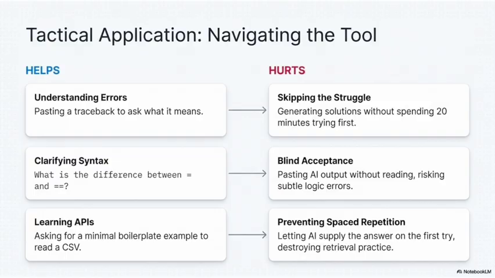What hurts: skipping the struggle. Generating a solution without spending 20 minutes trying first. You need the frustration. Blind acceptance: pasting AI code without reading it risks subtle logic errors that you'll never catch because you didn't write it. Preventing spaced repetition: letting AI supply the answer every time destroys the memory encoding that makes you ineffective without AI. Use AI to go deeper into material you've already attempted. Never use it as a first attempt.